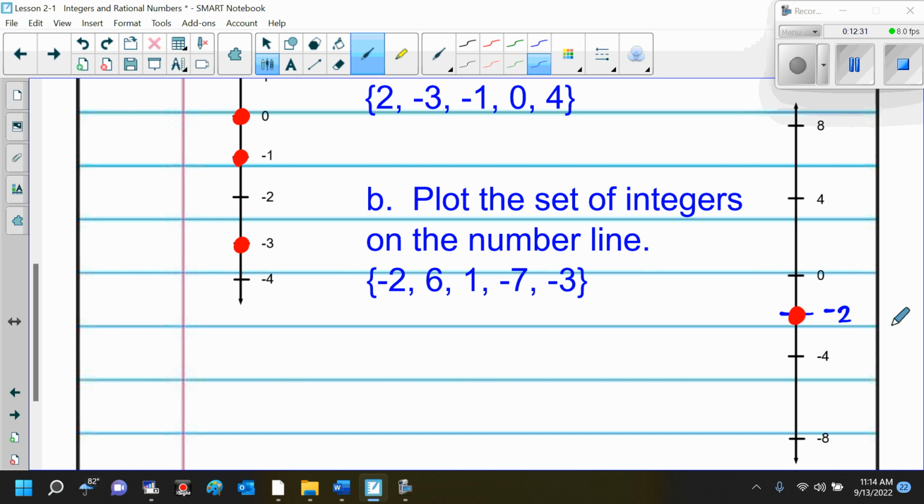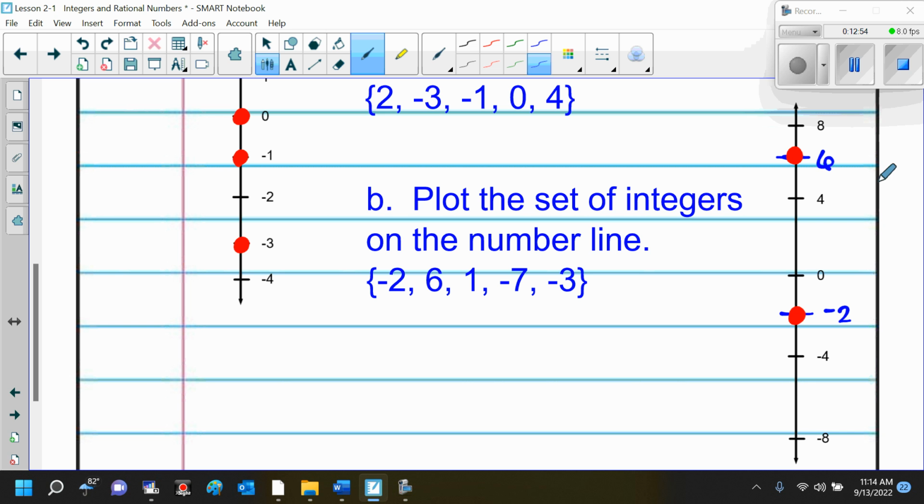What about 6? 6 would be in the middle, in the positives, right? So that's 4, 5, 6, 7, 8. So that would be right in the middle of 4 and 8. Right there. So that would be 6.